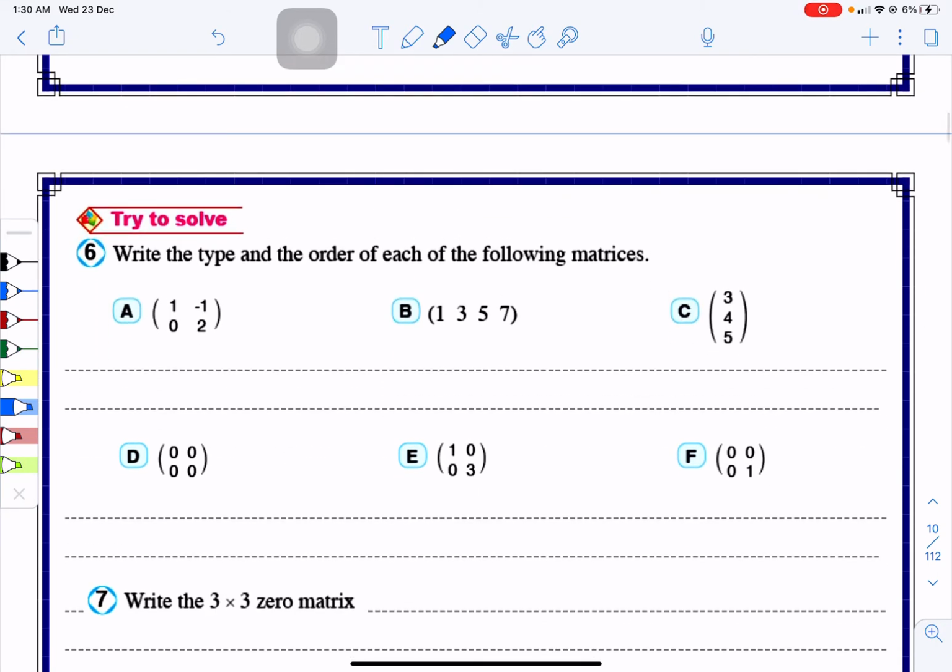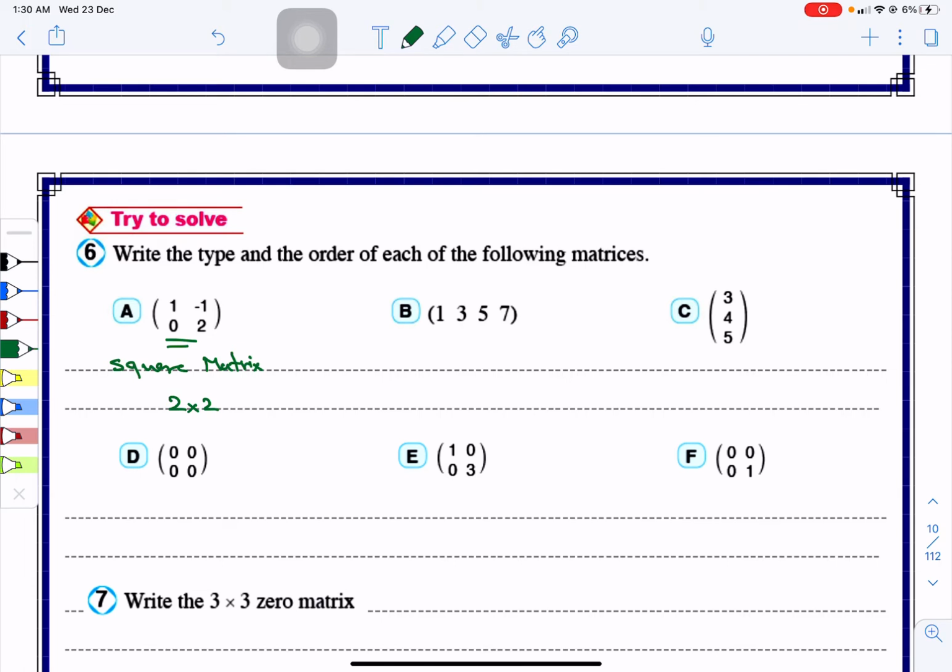Try by yourself. Write the type and the order of the following matrices. This matrix, in type, is a square matrix. Square matrix. And its order is 2 by 2, or 2 times 2.